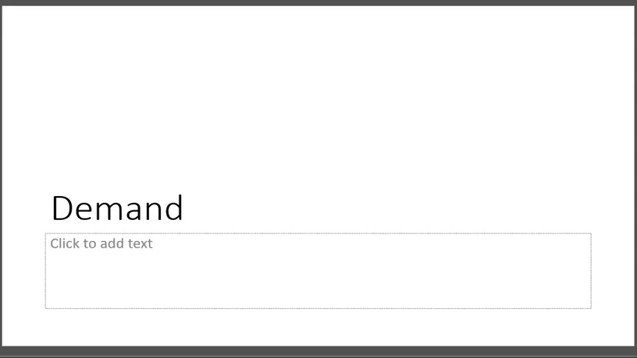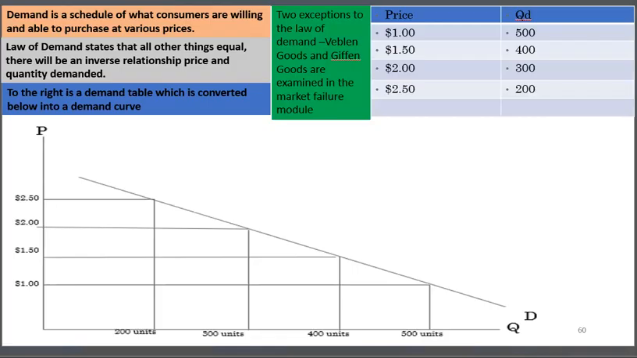Okay, so we will continue our discussion on the product market by digging in now to the demand side. If we look at demand, we want to define it. It's a schedule of what consumers are willing and able to pay at various prices. Over here, for example, I have a price point of $1, and at $1 in this example, 500 units are being sold. That's the quantity demanded that corresponds to that price point.